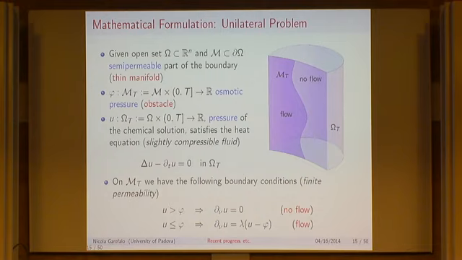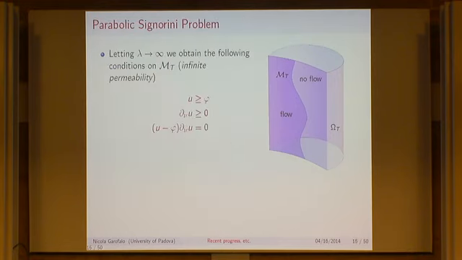here is the picture. You have M_T here, you have no flow on this side, you have flow on this side. When you let lambda go to infinity, you obtain the following conditions on M_T. These are called the infinite permeability conditions. So u bigger than or equal to phi, we already talked about this. And u_nu is bigger than or equal to 0, and this is what Signorini called the ambiguous boundary conditions. You see you have the product of these two quantities, and you know that it is 0, but you don't know at which point a priori each one of them is true.